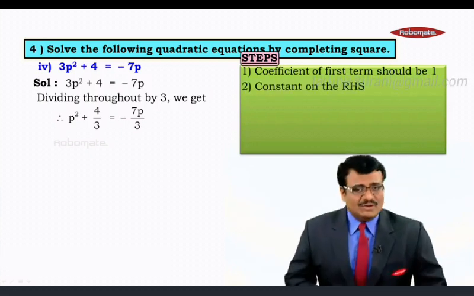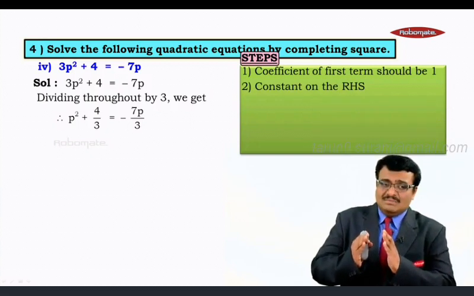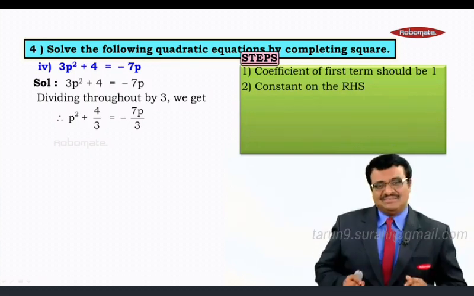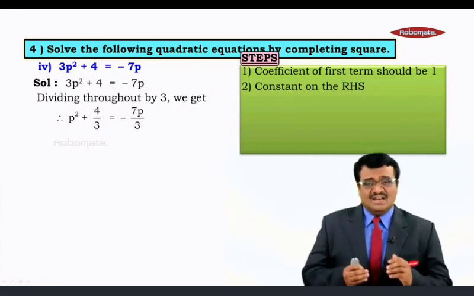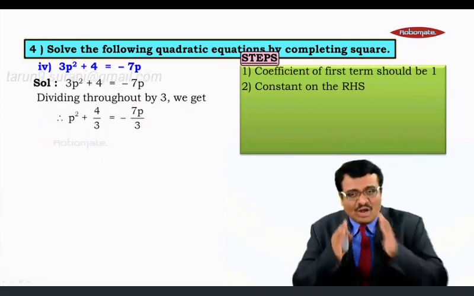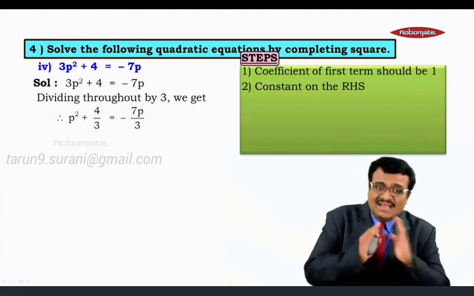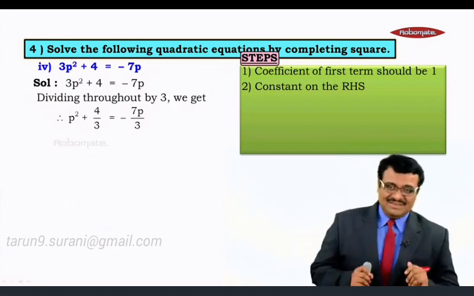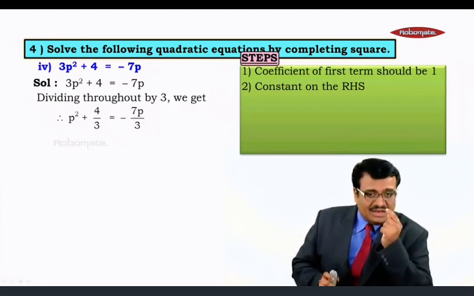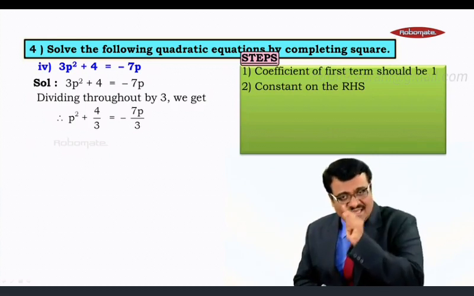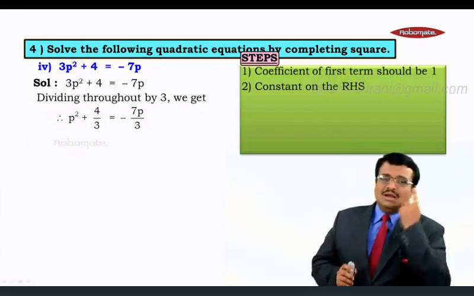Let's go for the second step. What is the second step? Constant term: keep the constant term on the RHS. Now in our sum, the constant term is 4 upon 3. This 4 upon 3 should be kept on the RHS. That means in the RHS, nothing other than the constant term should be there. So that minus 7 upon 3 which is there on the RHS should go to the LHS, and 4 upon 3 should come to the RHS.